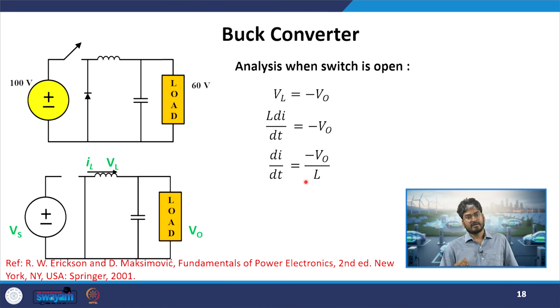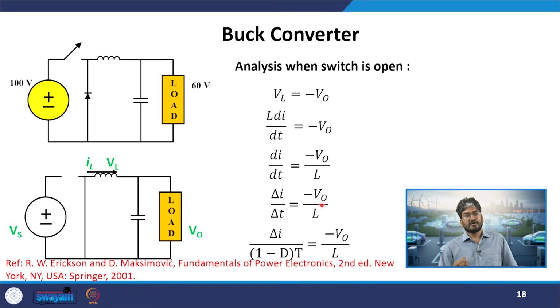Now, with the same assumption that our switching frequency is very high, we will replace di by dt by delta IL by delta t, which will be equal to minus V naught by L. Here delta t, the turn-off time, is equal to (1 minus d) into T. So, that gives me minus V naught by L. The change in inductor current when the switch is open is given by minus V naught by L times (1 minus d) into T.